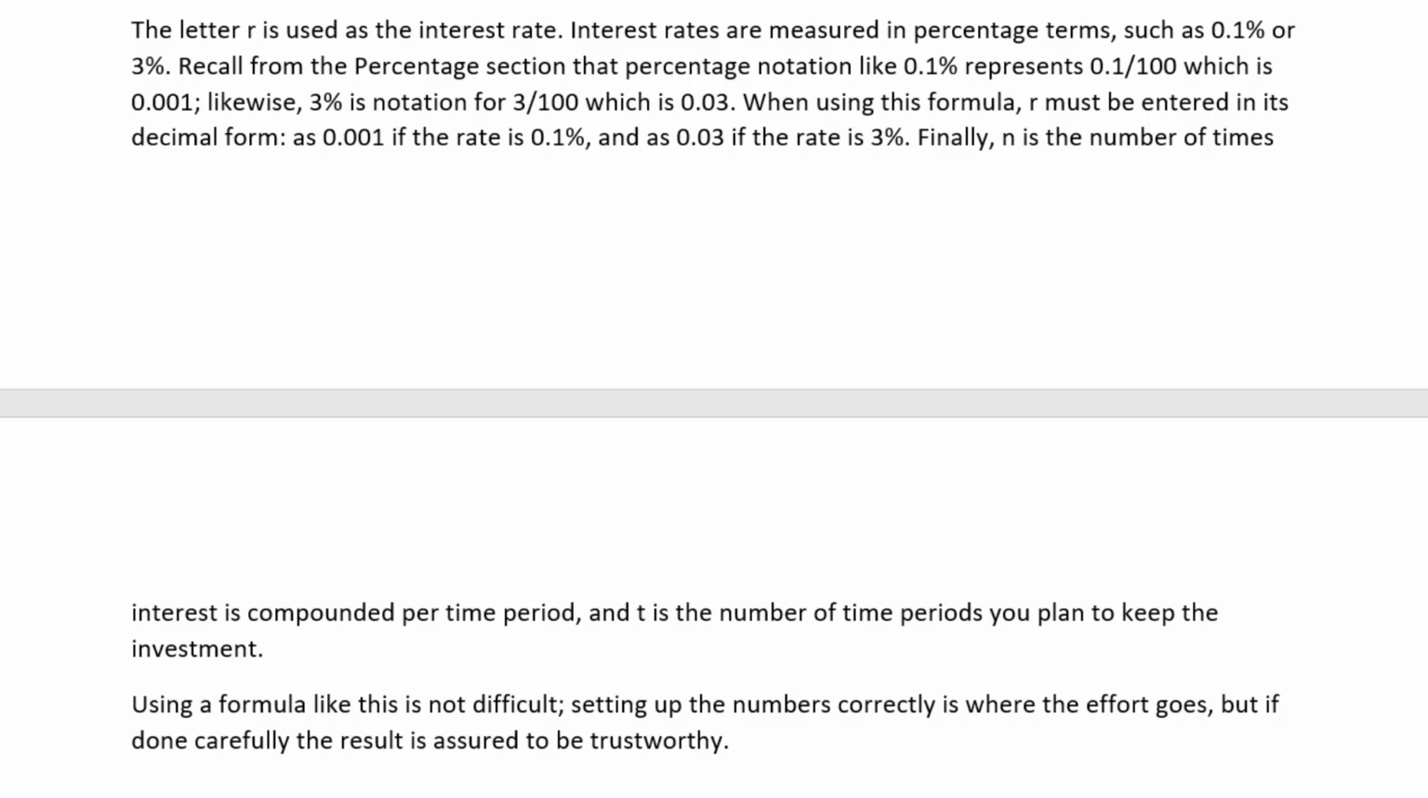Finally, N is the number of times interest is compounded per time period, and T is the number of time periods you plan to keep the investment. Using a formula like this is not difficult. The actual calculation is not difficult. Setting up the numbers correctly is where the effort goes. But if it's done carefully, the result is assured to be trustworthy. So that's what formulas give you: trustworthy results, as long as you set up the numbers correctly before plugging them in. So let's use this formula to work through example 7.2.